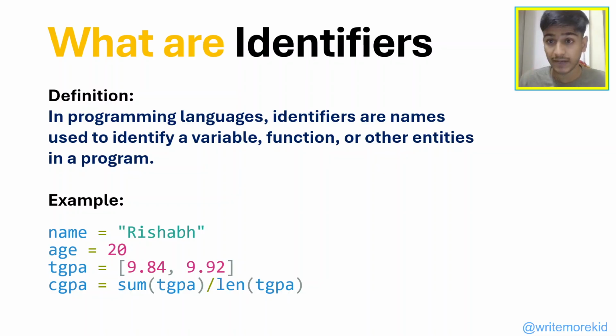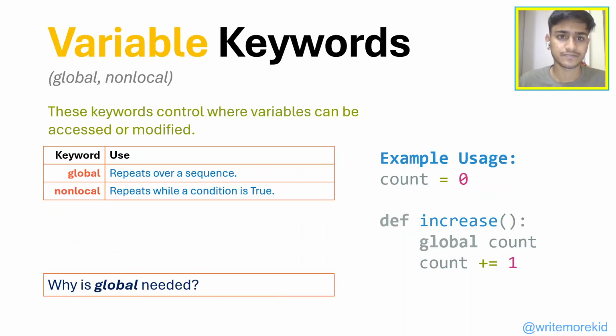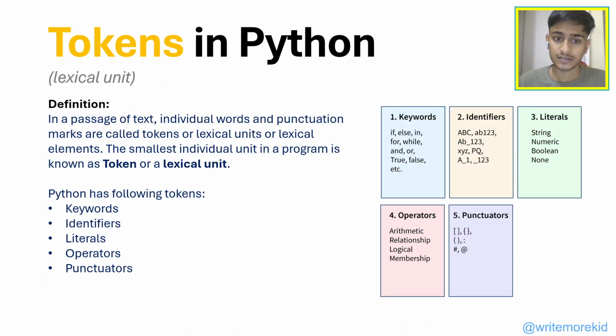There are different types of tokens in Python. These include keywords, identifiers, then literals, operators, and delimiters. Sometimes we also call them punctuators. So I'll also switch the slides. Here you can see tokens in Python: keywords, identifiers, literals, operators, delimiters, or punctuators, whatever you want to say.